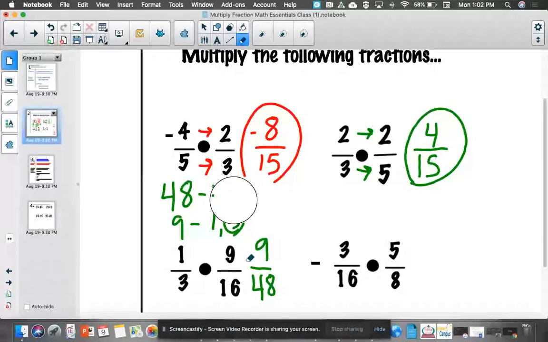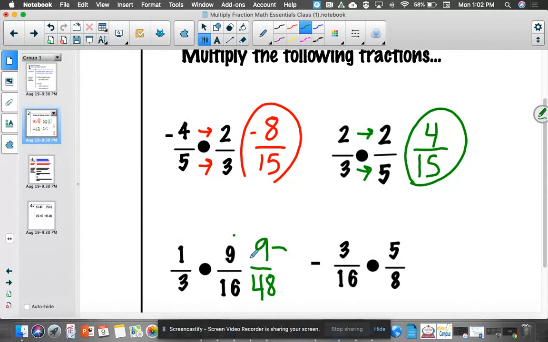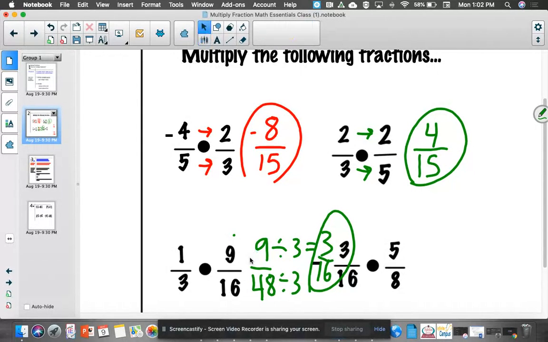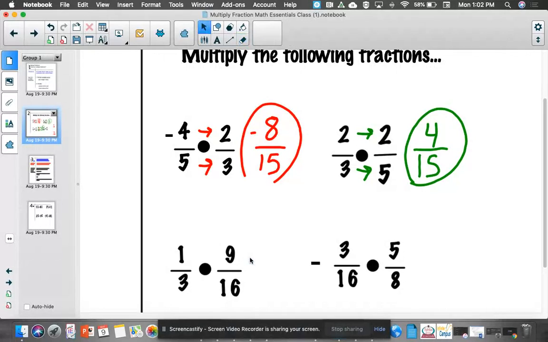So we can divide both of those numbers. Now to reduce, we have to divide both by 3. So 9 divided by 3 is 3. We know that. And then 48 divided by 3 is 16. So now we've reduced it. Our answer is 3/16. Write that here.